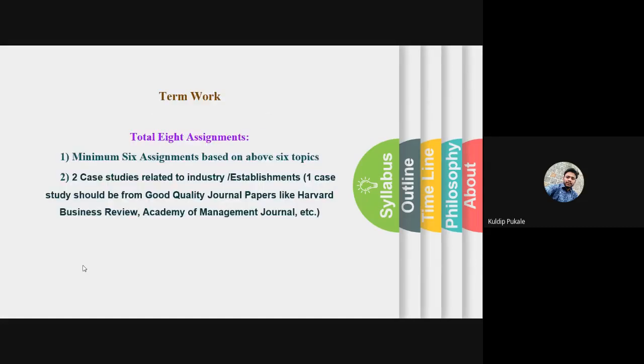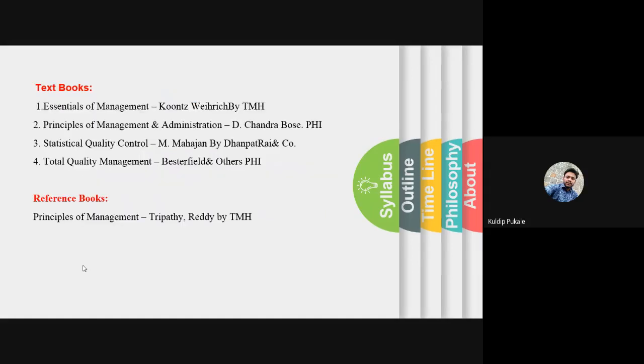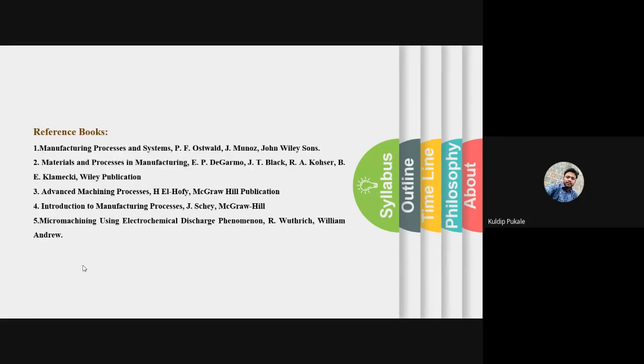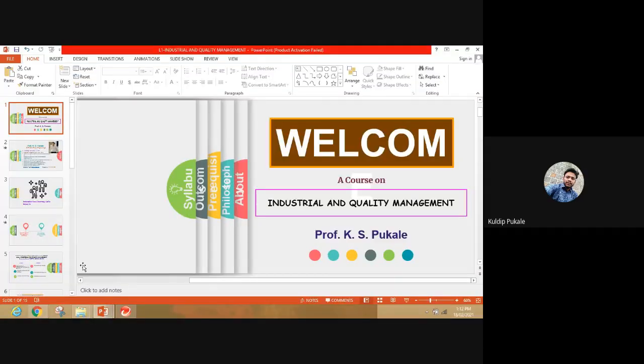This is the term work. For term work, there are 6 assignments based on the above 6 topics, and 2 case studies related to industry establishments. These are the textbooks: Essentials of Management, Principles of Management and Administration, Statistical Quality Control, and lastly Total Quality Management. These are the reference books required. So this is a little bit of introduction about our subject.